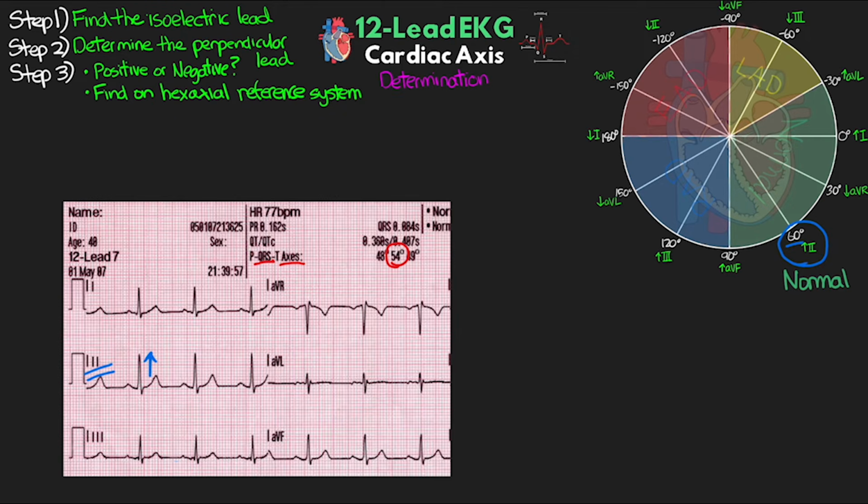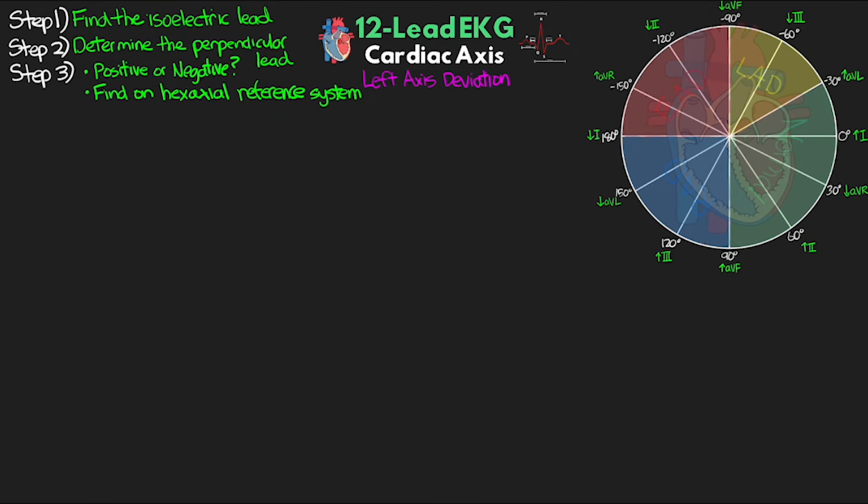Alright, so now let's talk about our left axis deviation. So this is going to be if we have an axis of negative 30 to negative 90 degrees. So remember that 0 to negative 30, while it is shifted leftward and considered a non-pathologic left axis deviation, we do consider this to be within the bounds of normal.